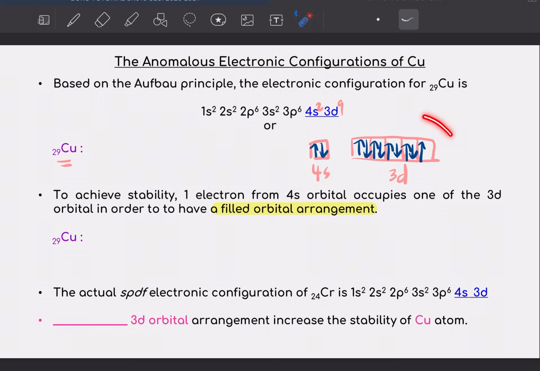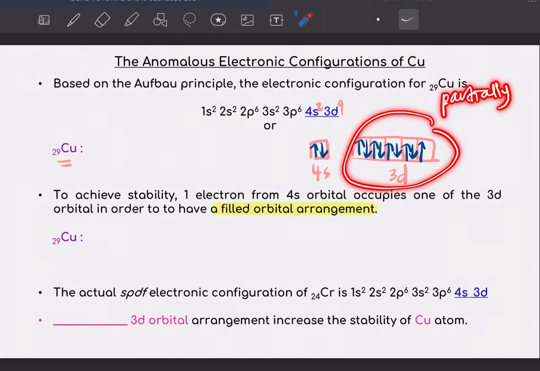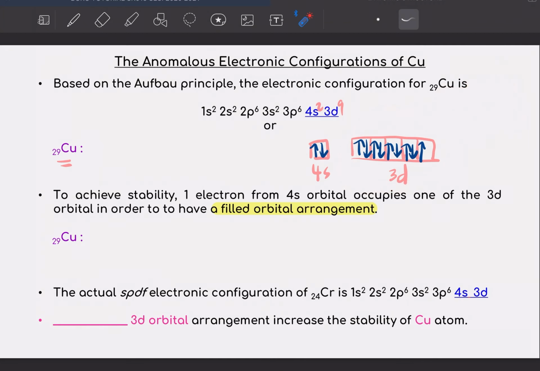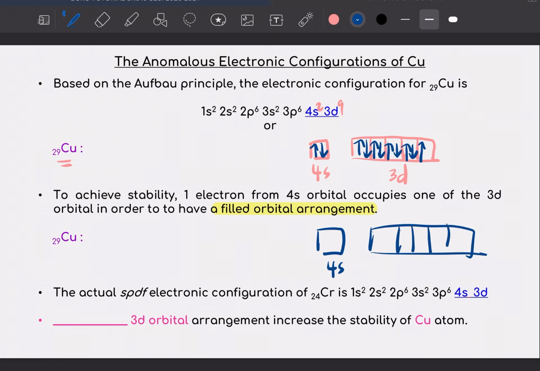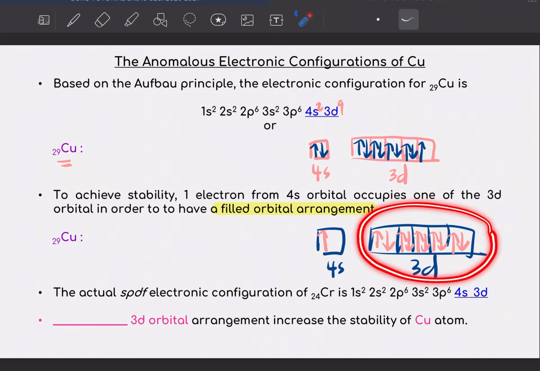So if you look here, okay, this 3d orbital is a partially filled 3d orbital. Okay, so this is what is expected to have a partially filled 3d orbital. But actually, copper 29, the electronic configuration, okay, awak lukis ni semua, dan the 4s and 3d, okay, it is actually 4s1, 3d10. Okay, so maksudnya instead of partially filled 3d orbital, you have a fully filled 3d orbital.